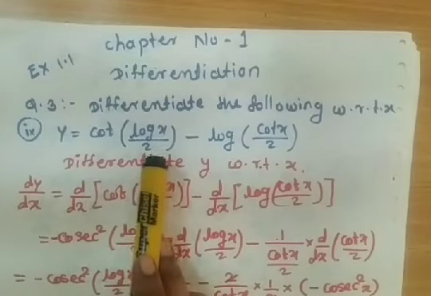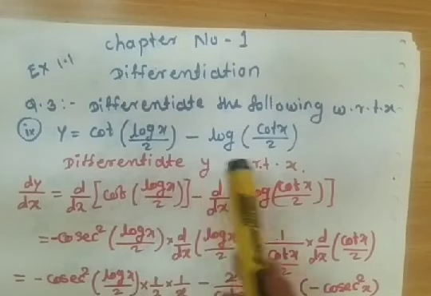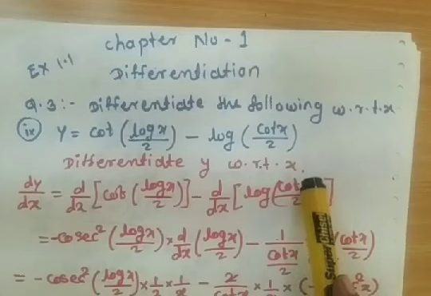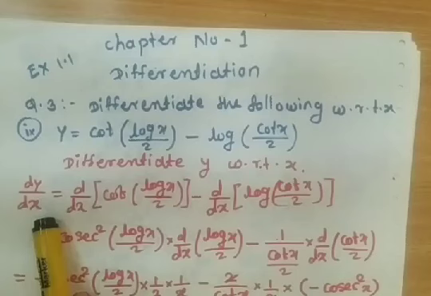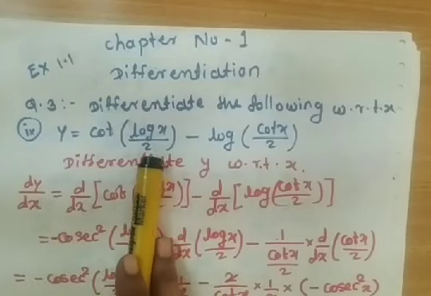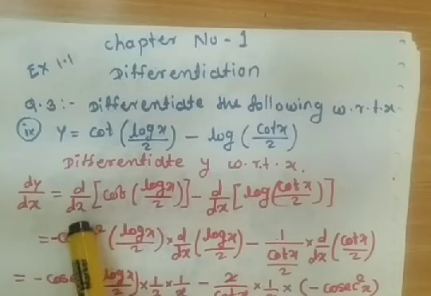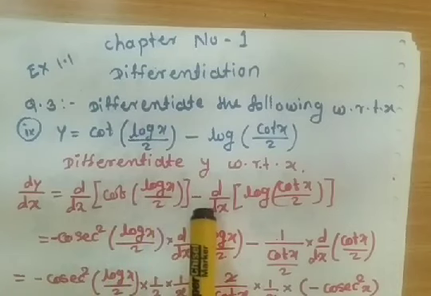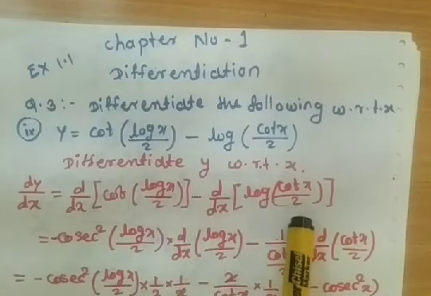Given question is y is equal to cot of log of x by 2 minus log of cot of x divided by 2. Differentiate this y with respect to x, we get dy by dx. First, take the derivative of this cot of log of x by 2. Derivative of that means d by dx of cot of log of x by 2 minus d by dx of log of cot of x by 2.